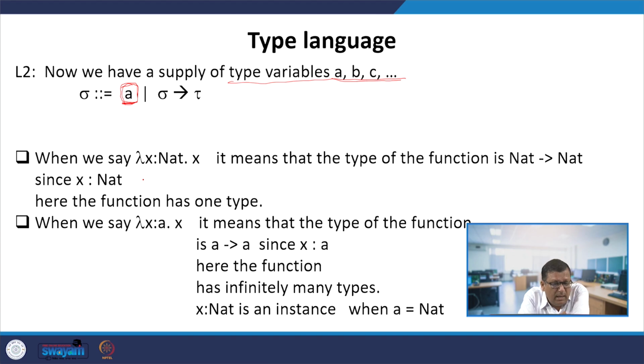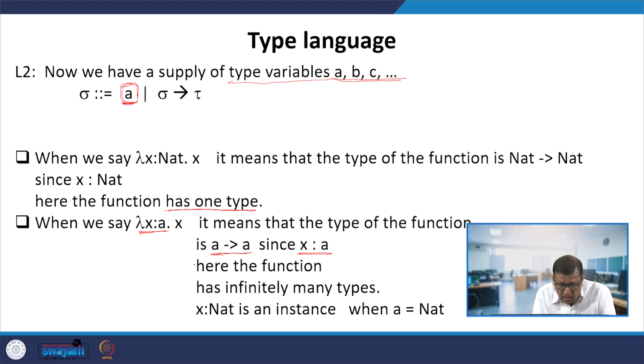So, when we say lambda x colon nat dot x, it means that the type of the function is nat arrow nat, since x has type nat. So, here the function has only one type. When we write x colon a, where a is a type variable, now the type is a arrow a, since x has type a. Now, a can be instantiated to anything as we have seen.